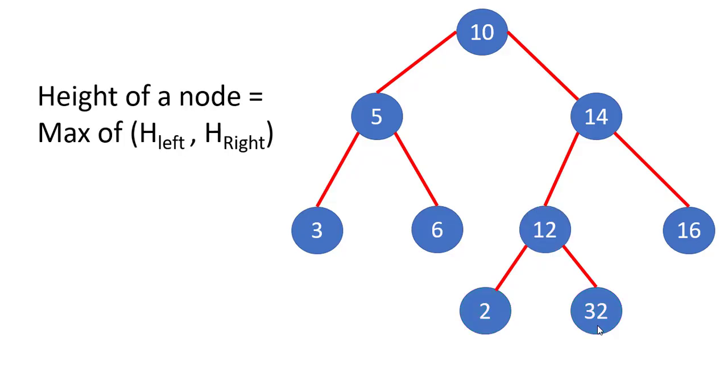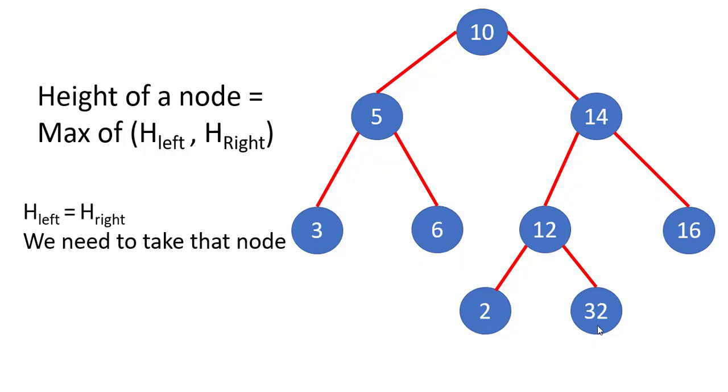Height of every node is nothing but the max of the height of the left tree and right tree. We will find the height of the left tree and right tree and for its root, the height now becomes max of left and right. If and only if the height of the left and right tree are equal, that node will be considered, otherwise it won't be considered in the answer.